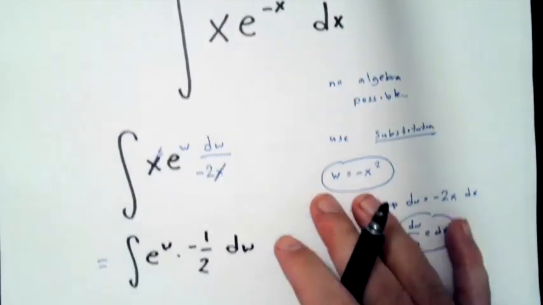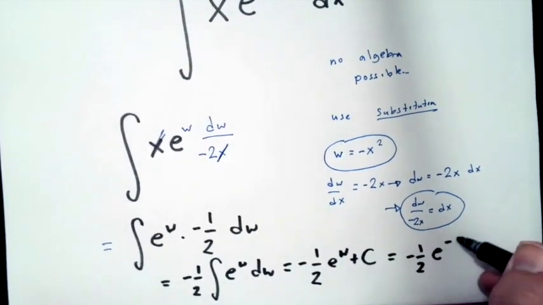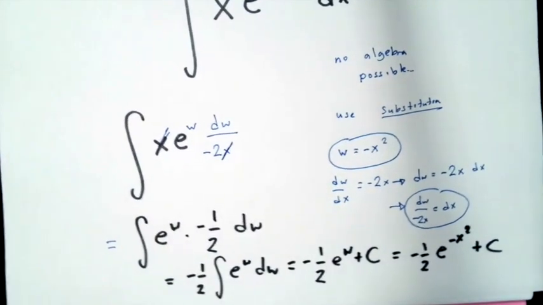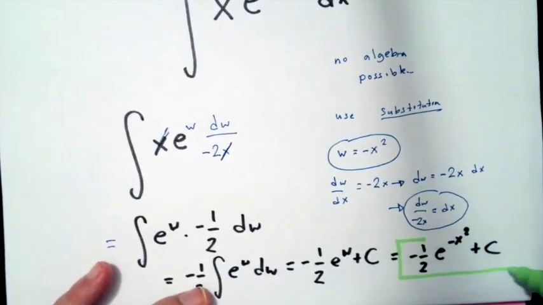We pull the negative 1/2 in front to get negative 1/2 times the indefinite integral of e to the w dw, which we know is negative 1/2 times e to the w plus c. Plugging back in w equals negative x squared, we get negative 1/2 times e to the negative x squared plus c.